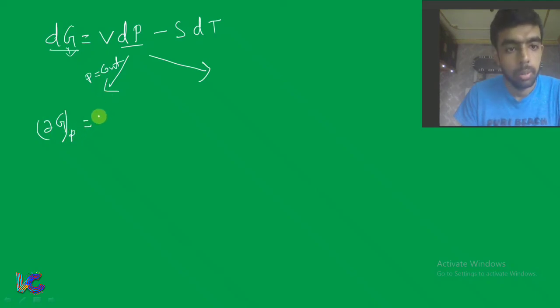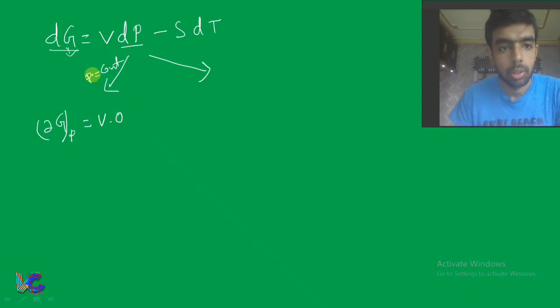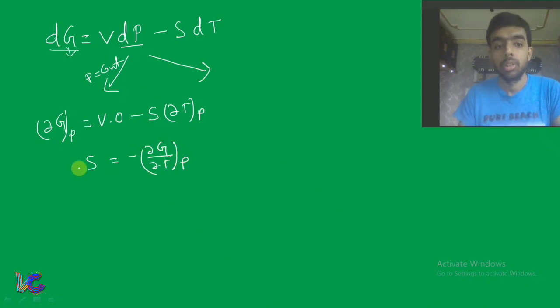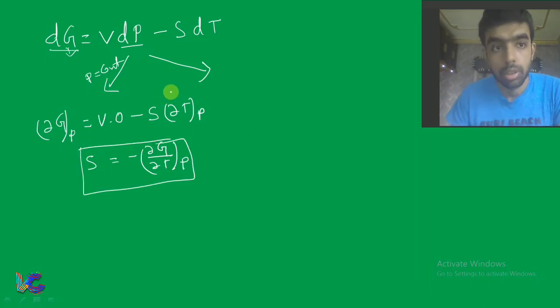Fine. V into 0, because P is constant so dP will be 0, minus S. S is the independent entity. Now I have said that on introducing a constant there will be no effect on the independent entity, so S will remain as S, dT will become del T at constant P. So if you write S, then the S value you get as minus del G del T at constant P. So you get the value of S from here. So this is the use of using this rule.